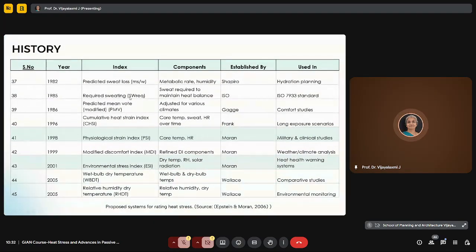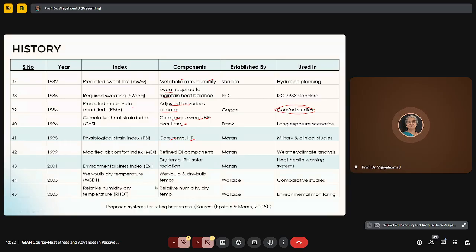Then the predicted sweat loss considers metabolic rate and humidity, and required sweating, SW required, considers sweat required to maintain heat balance. Predicted mean vote modified is adjusted for various climates and is used for comfort studies. Cumulative heat strain index uses core temperature, sweat, heart rate over time. Physiological strain index uses core temperature and heart rate. Modified discomfort index, and so on.